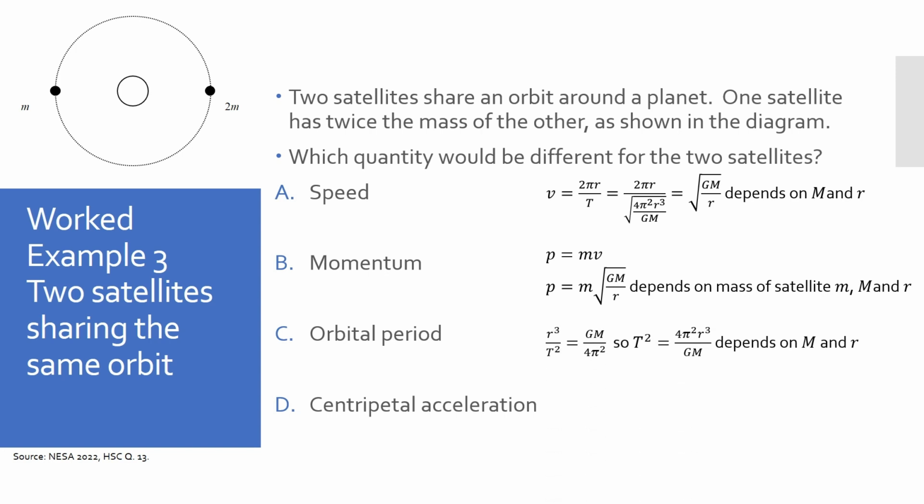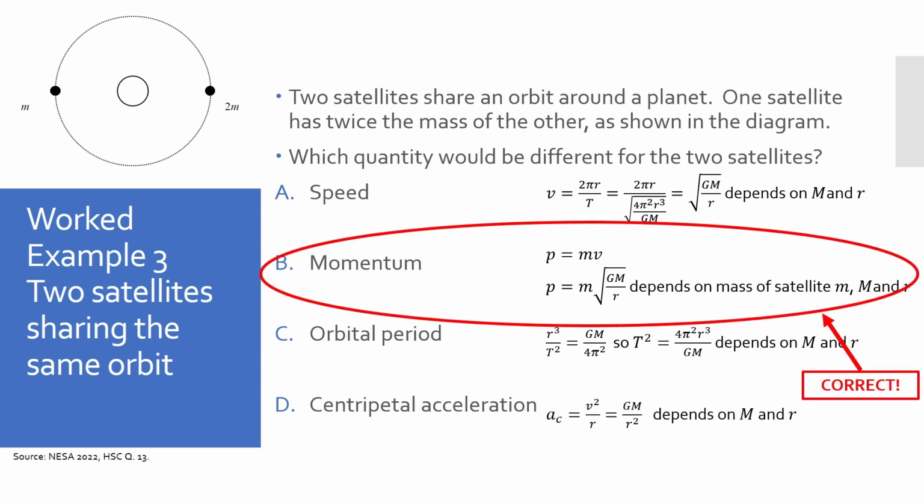For C, we need to use Kepler's third law, r cubed on T squared equals GM on 4 pi squared. So rearranging, T squared equals 4 pi squared r cubed on GM. Again, you can see it depends only on big M, the mass of the planet, and r, the orbital radius. For centripetal acceleration, again, we're going to use circular motion as an approximation. a equals v squared on r. We found v. We square it. It's GM on r squared. It depends only on big M and r.